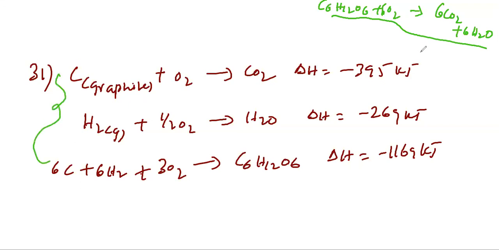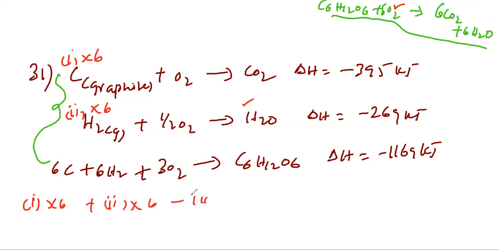So equation 1, we have to multiply with 6. Equation 2 also we have to multiply with 6. Why do we have to multiply with 6? Because 6O2 and 6H2O are there. So we have to multiply equation 1 and equation 2 with 6, and equation 3 we have to subtract.